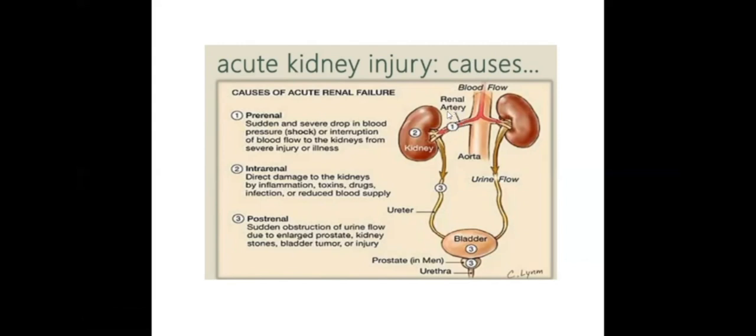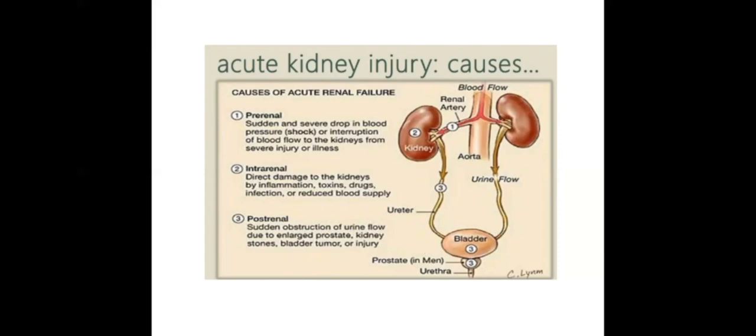This is the pre-renal area, before the kidney. Just in the kidney it will be intrarenal, and after the kidney this area will be post-renal. So pre-renal, intrarenal and post-renal are the three areas where acute kidney injury can be seen.